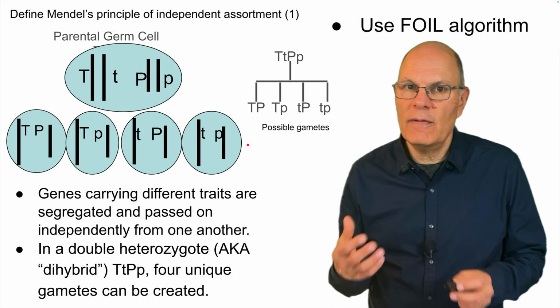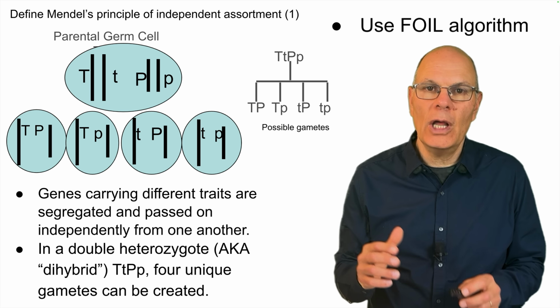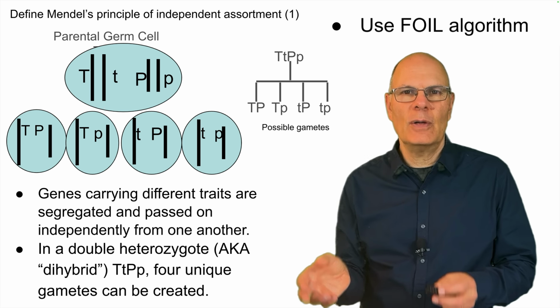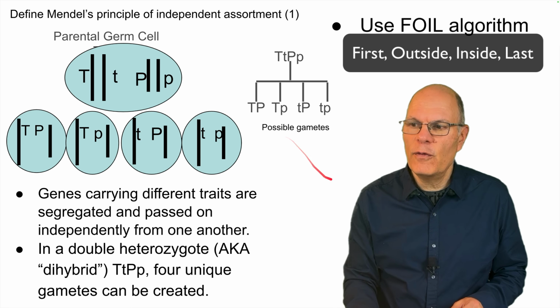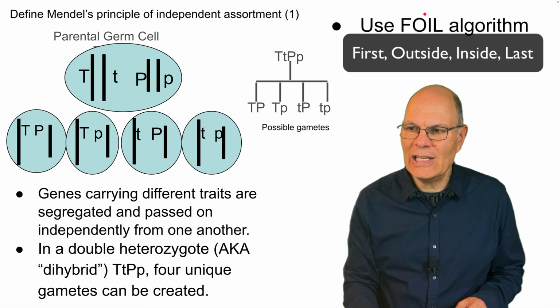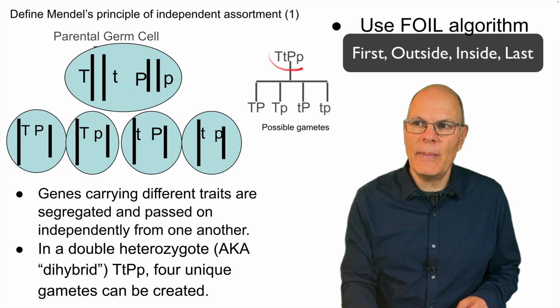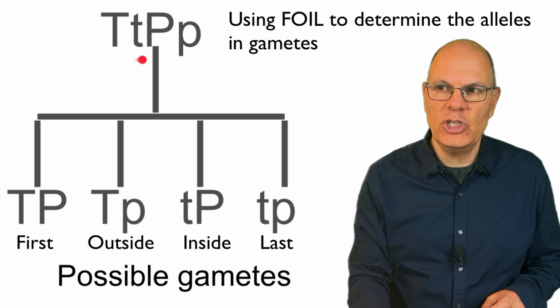It's very, very simple if you use the FOIL algorithm. That's for factoring binomials. You should know it from algebra. If you don't, just remember it. First, outside, inside, last. So you think about this and you think about the gene pairs.